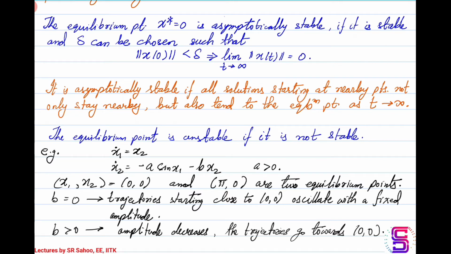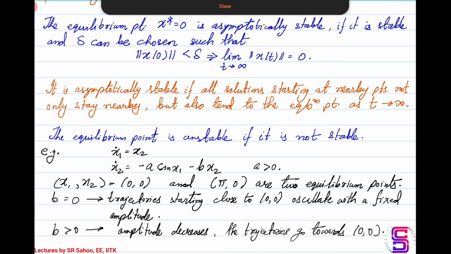When b is equal to 0, if the trajectory starts close to the equilibrium point (0, 0), then we see that there would be a fixed amplitude oscillation. Okay, but if b is greater than 0, then this amplitude decreases. You can imagine that this is basically a model of a simple pendulum. So if b is 0, that means there is no damping term. If you start from a certain non-zero angle and release the pendulum, then it keeps on oscillating, and the oscillation amplitude will never decrease.